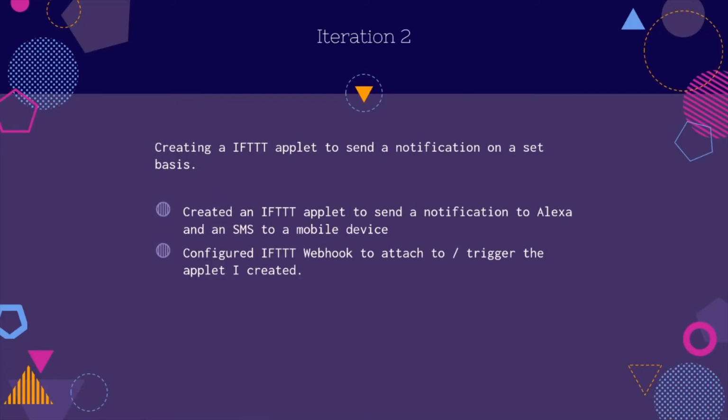So for iteration 2, everything went pretty much flawlessly. I created an IFTTT applet to send a notification to Alexa and an SMS to a mobile device, and I also configured an IFTTT webhook to trigger the applet I created earlier.